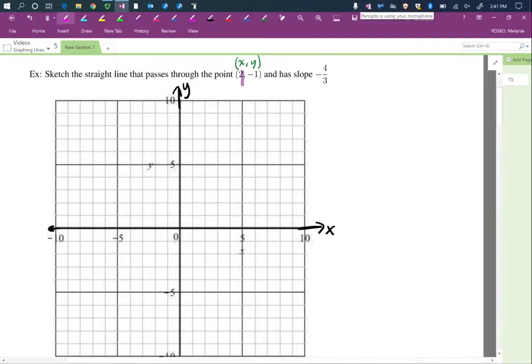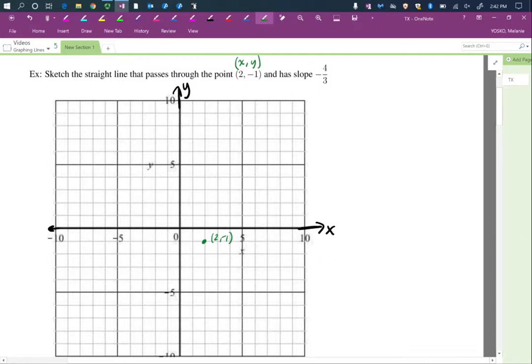So if we're going to sketch the point (2, -1), we're going to start out at the origin (0, 0), and we're going to go right 2. We'll be right here. And then the y value is -1, which means negative, so we go down. So this point right here is the point (2, -1). Okay, so just so you can see that, that's the point (2, -1).